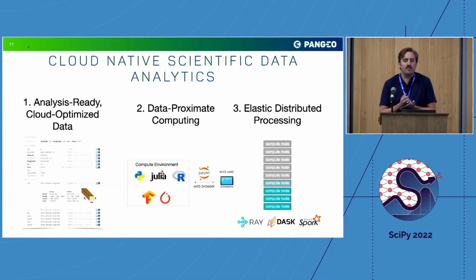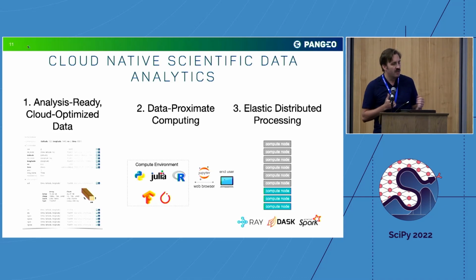So within the Pangeo project, we've been trying to prototype what it looks like to do cloud-native scientific data analytics. This is just a different way of working based on cloud computing paradigms. There are three main elements that we emphasize. One is analysis-ready cloud-optimized data. I'm going to spend most of my talk on this, and I'll unpack it in a little bit.